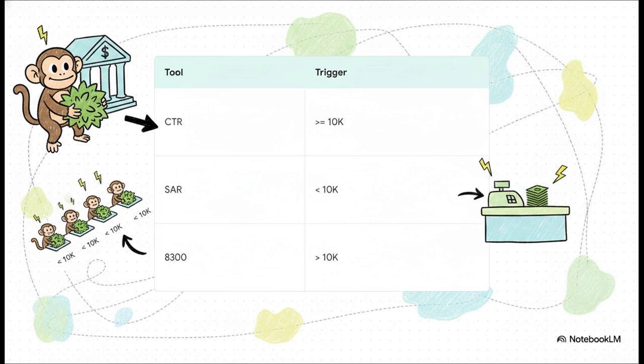To counter that smurfing technique we talked about, banks use SARs, which stands for Suspicious Activity Reports. If a monkey makes a bunch of deposits just under that 10,000 leaf limit to avoid a CTR, a SAR is filed anyway. And if a business receives more than 10,000 leaves in a single transaction, they have to file a Form 8300. The whole system is literally designed to trigger alerts the second large amounts of cash start moving.